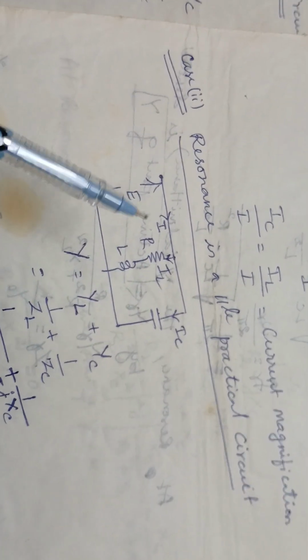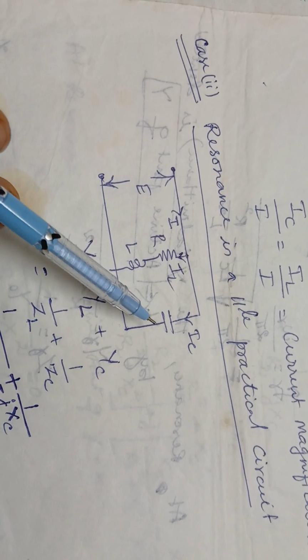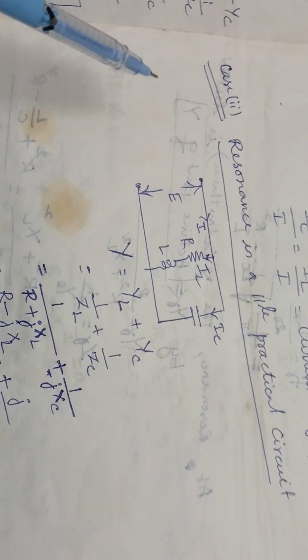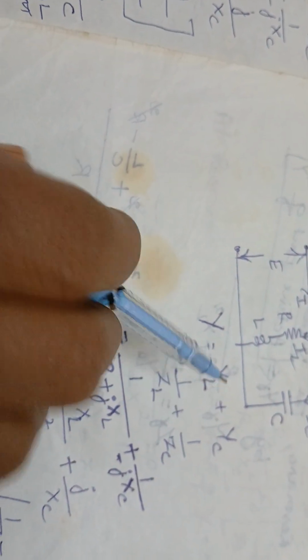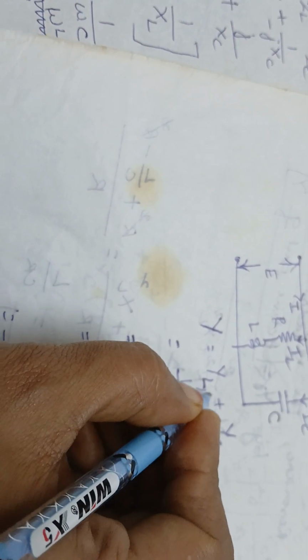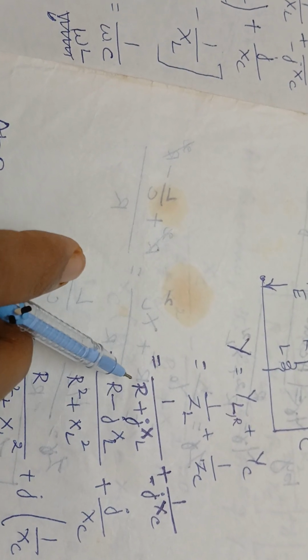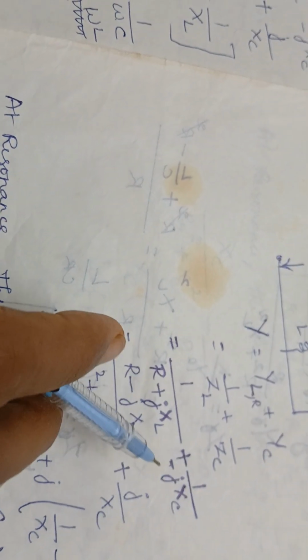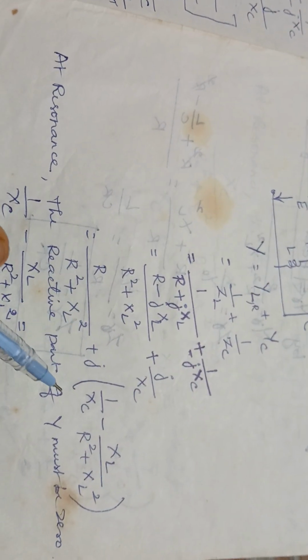If you take the second case, here R and L are in series, in parallel with the capacitance. Here the admittance Y is equal to YL plus YC. Here YL has the resistance R, so it is 1 divided by R plus J XL, plus 1 divided by minus J XC. So we write the expression and find the value.